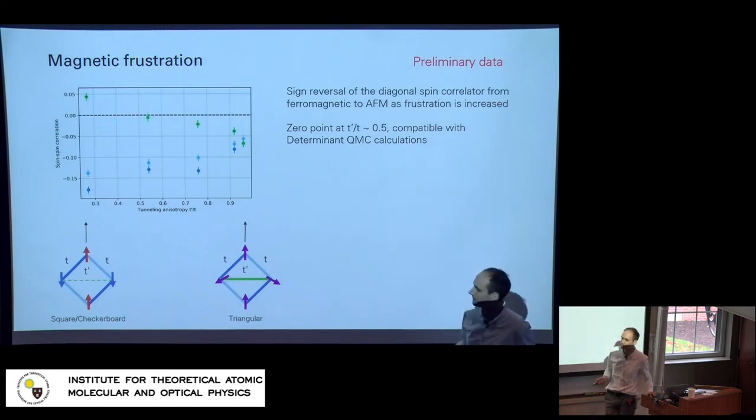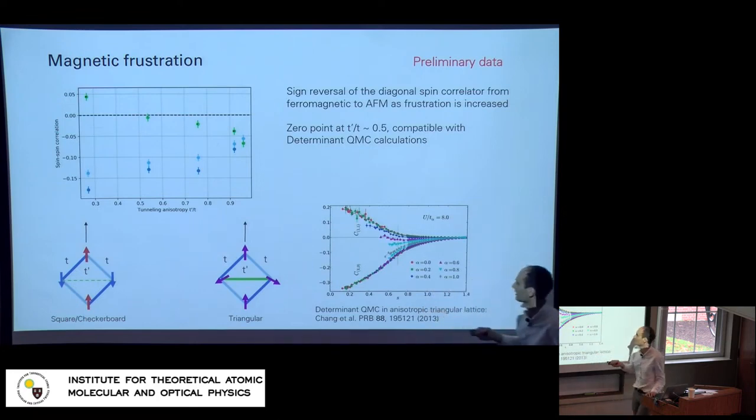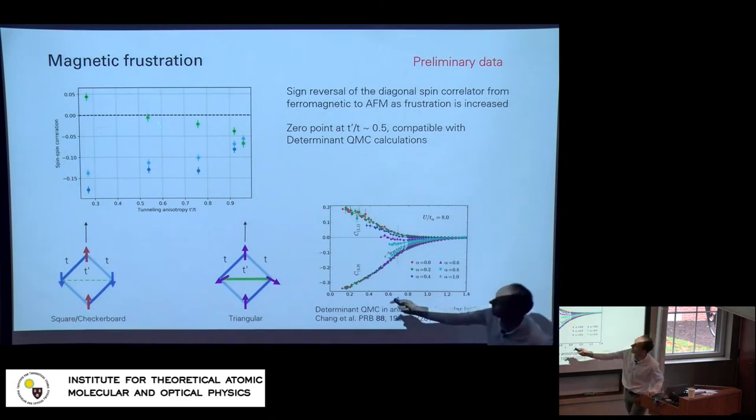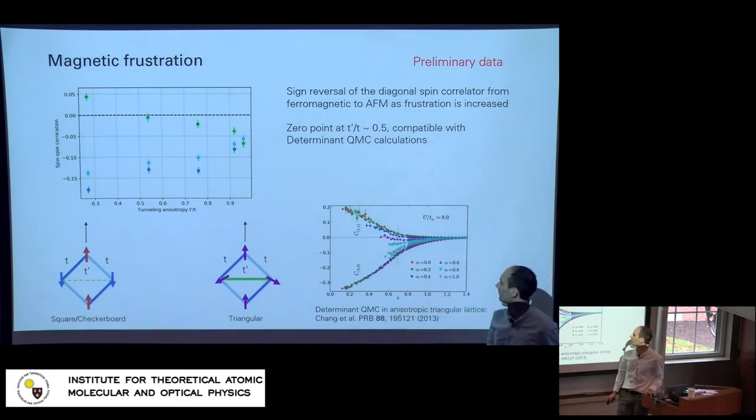QMC calculations. He's in the audience, but Richard Scalettar actually had some DQMC calculations from about 10 years ago, which exactly showed that result in the temperature regime we are interested in. And we have pretty nice agreement actually in terms of the reversal of the correlations.